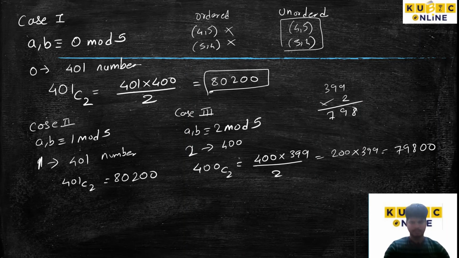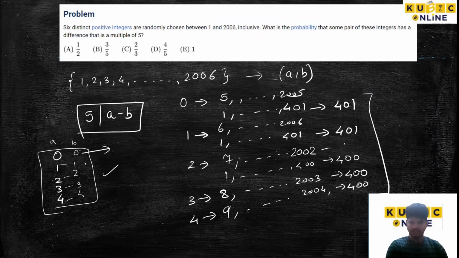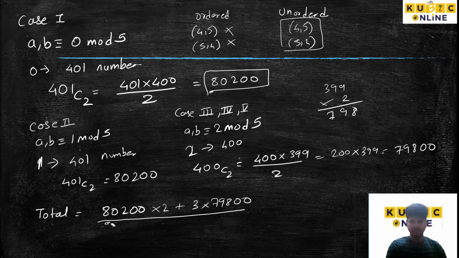Okay. So what is the total? The total will be 80200 for case 1 and case 2. Case 3, case 4 and case 5 will be exactly the same. Why? This is case 1, this is case 2, and 3, 4, 5 will be the same because all have 400 numbers, and here it was 401. So in total we will get 2 into 80200 plus 3 into 79800. So this is the total basically.